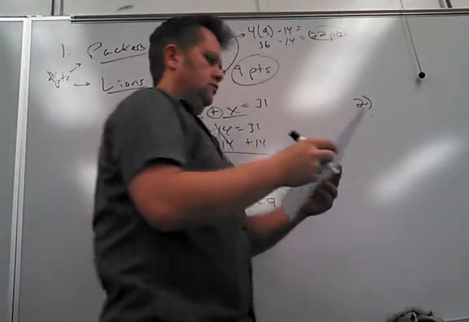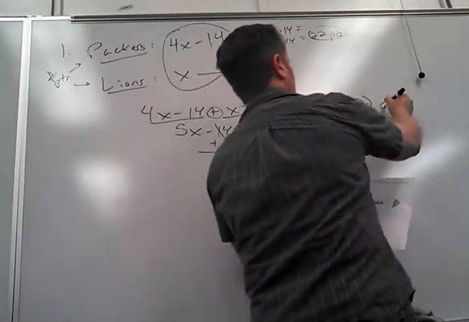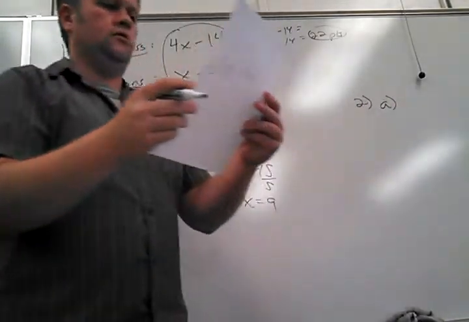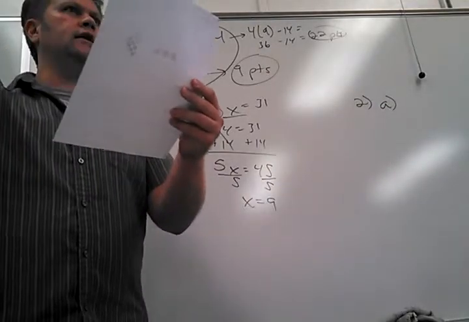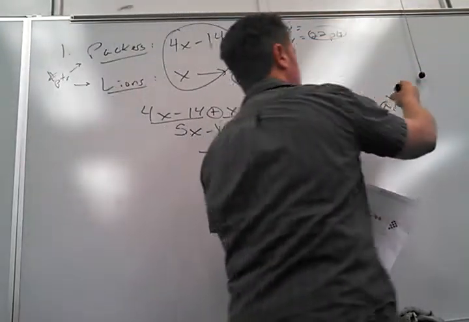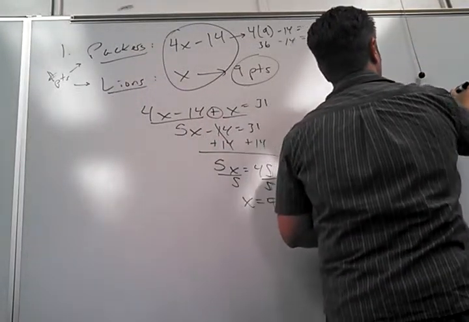Number 2A. I like it because it's 5 out of 10, which reduces to 1/2. I love it.